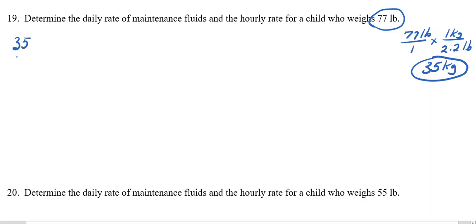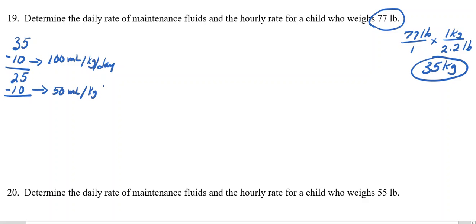Okay. So they weigh more than 10, so I'm going to take 10 kilograms away, and that 10 kilograms is going to be multiplied by the 100 milliliters per kilogram per day. That leaves me with 25 kilograms. So they have another 10 kilograms that I can take away, and this one's going to go to the 50 milliliters per kilogram per day, because that's my second 10. And that leaves me with 15 kilograms.